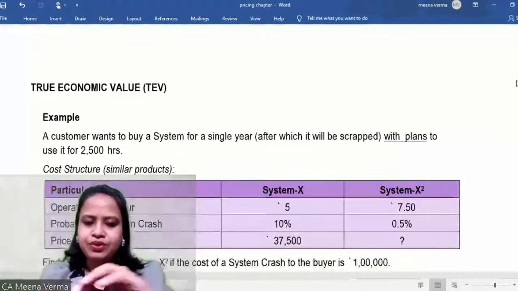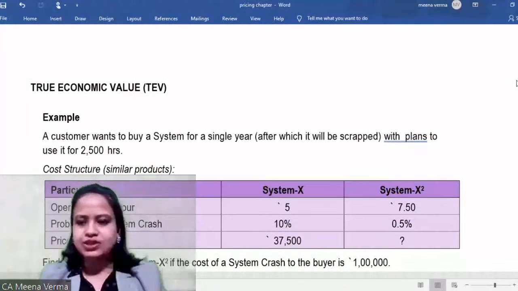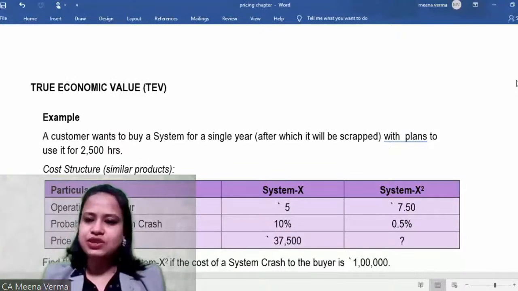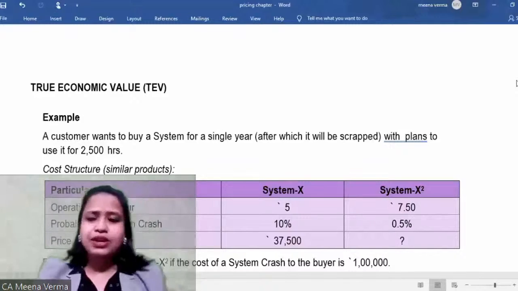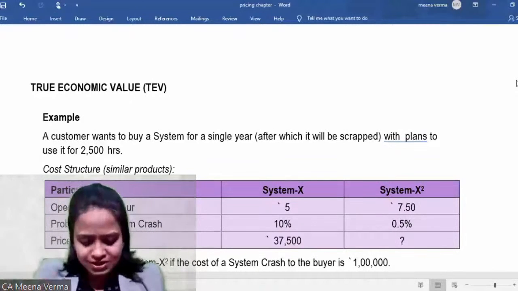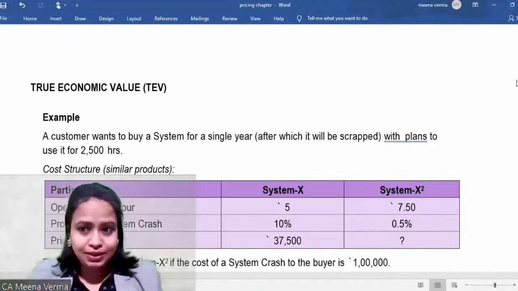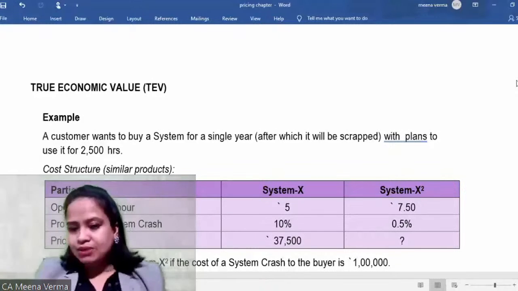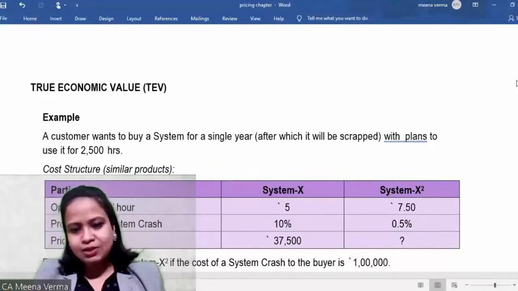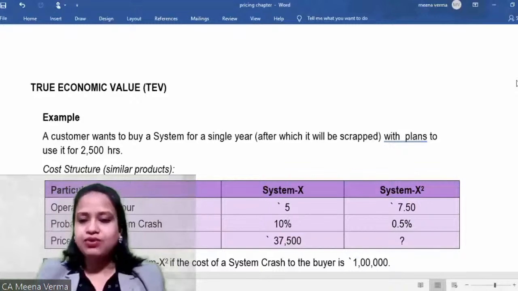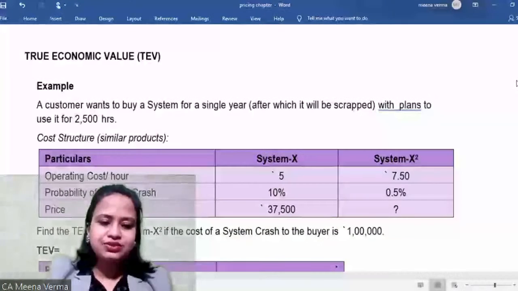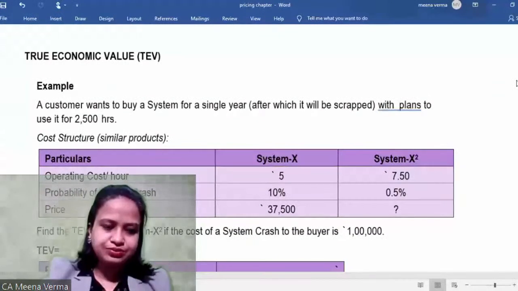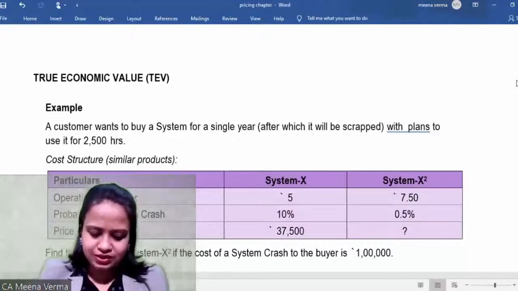Let us consider this question. This question is related to true economic value. You are giving benefit to the customer, and there might be some customers who recognize the benefit and some who do not. But yes, you are giving them benefit, and because of which you are charging more. Solve this question. I mean, just read it. I want all of you to read it.